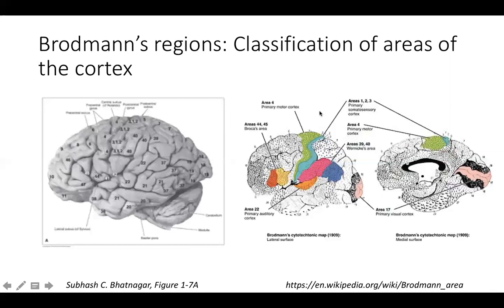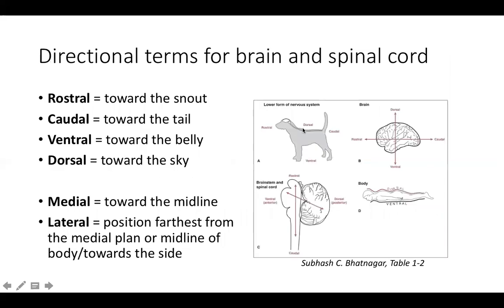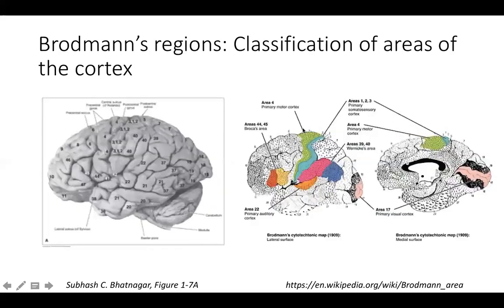Here, for example, I've identified a few that might be relevant to us. The primary motor cortex here is called area 4. The primary somatosensory cortex is areas 1, 2, and 3 that make up that region, as well as Broca's area and Wernicke's area, which are both critical for language, specifically Broca's area for language production, and Wernicke's area for language comprehension. And the primary auditory cortex as well, which is area number 22.